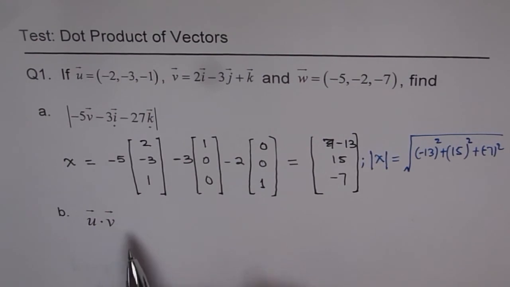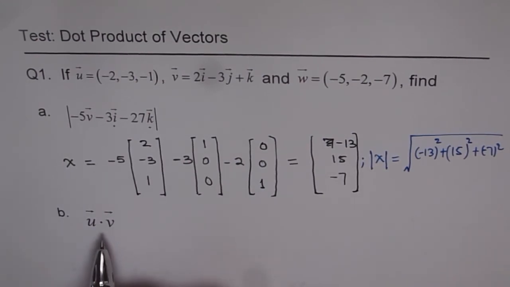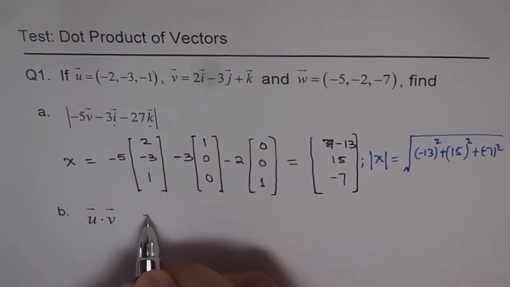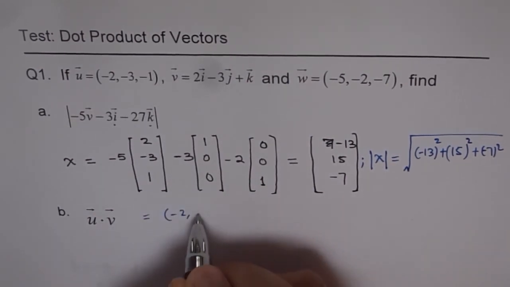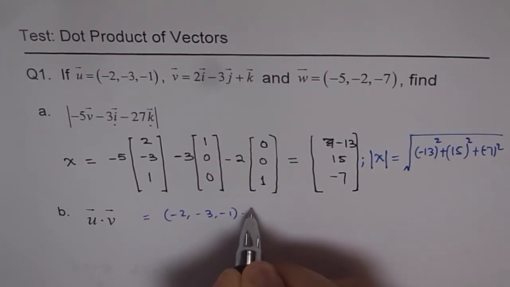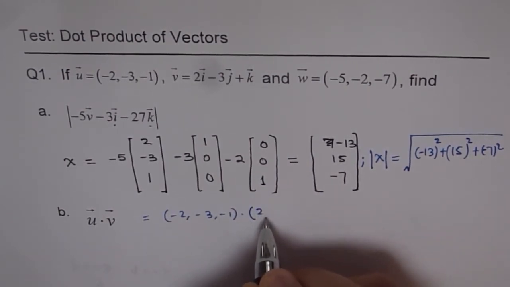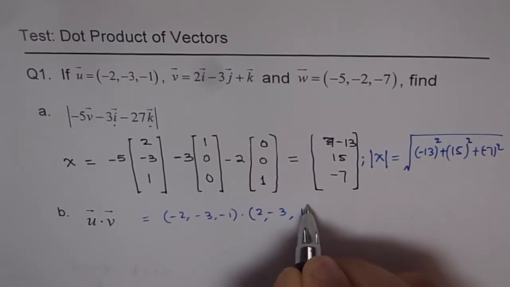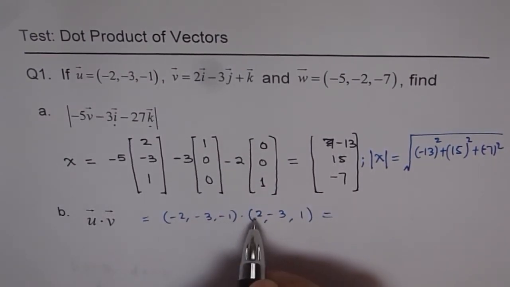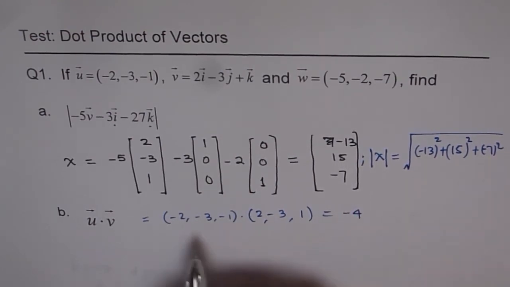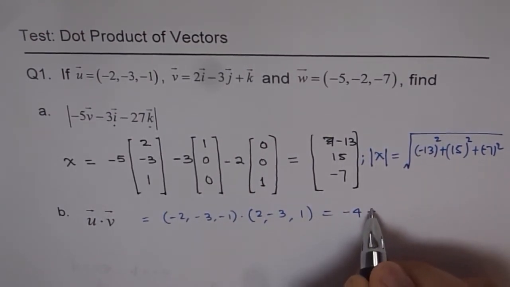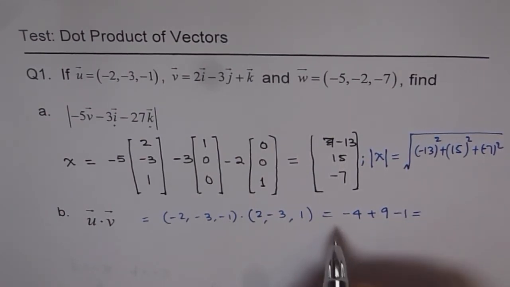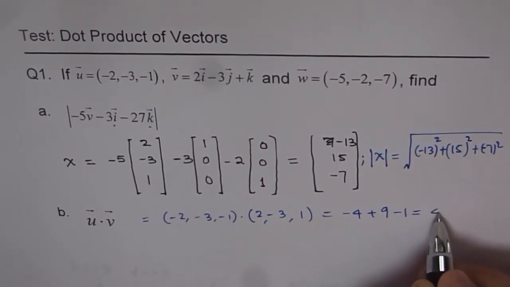Now the next one is kind of straightforward. I know you must have got this one, which is just the dot product of u and v, right? So it is equal to minus 2, minus 3, minus 1 dot 2, minus 3 and 1, correct? And that gives you minus 2 times 2 is minus 4. Minus 3 times minus 3 is plus 9. And minus 1 times 1 is minus 1. And that is 5 minus 1, which is 4, right?